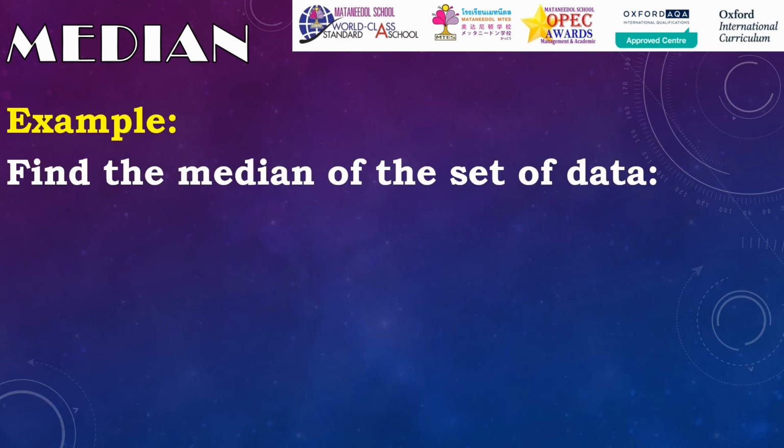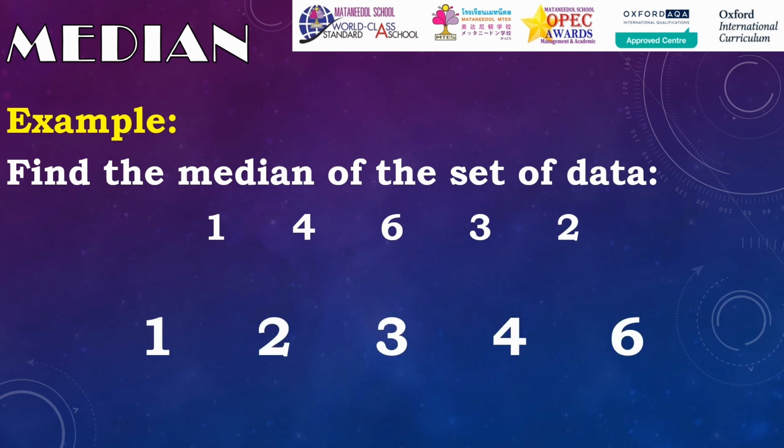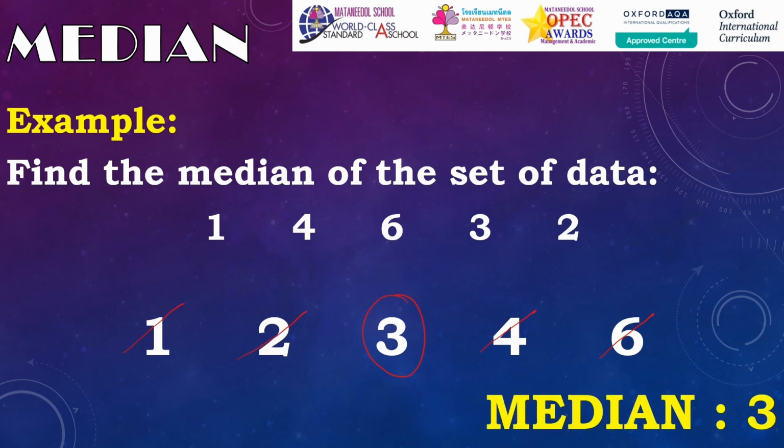So consider the data set 1, 4, 6, 3, 2. Arranging it in order, we have 1, 2, 3, 4, and 6. So determining the median value, we just use canceling out. So the middle value would be 3. So the median is 3.